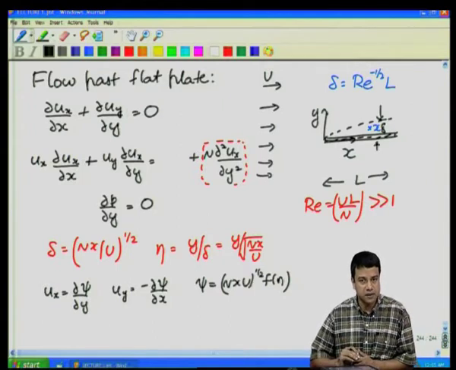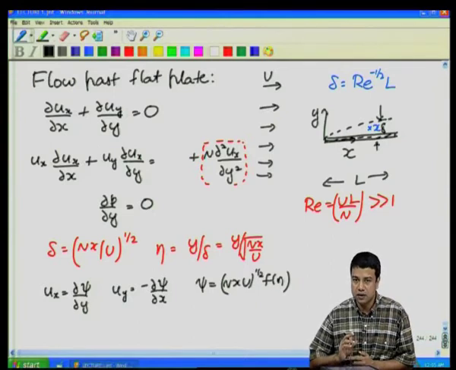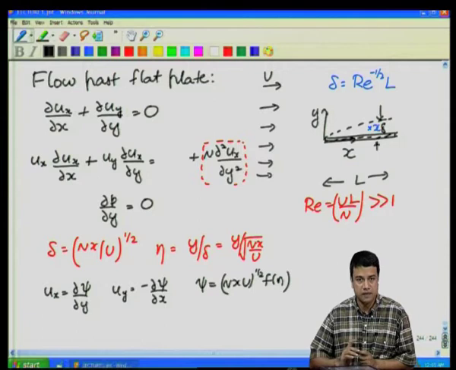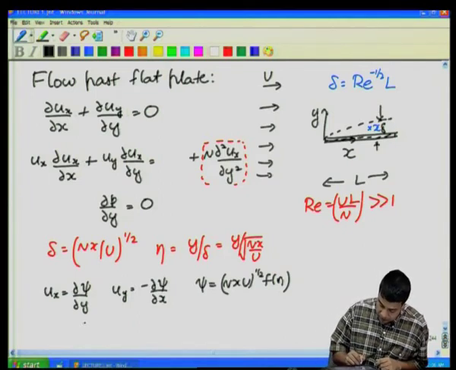If our similarity transform is correct, the resulting equation should be only an equation in terms of eta. It should not individually contain nu, x and U. We substituted that into the momentum conservation equation and did indeed obtain an equation which was only a function of eta, and that equation turns out to be the Blasius boundary layer equation.